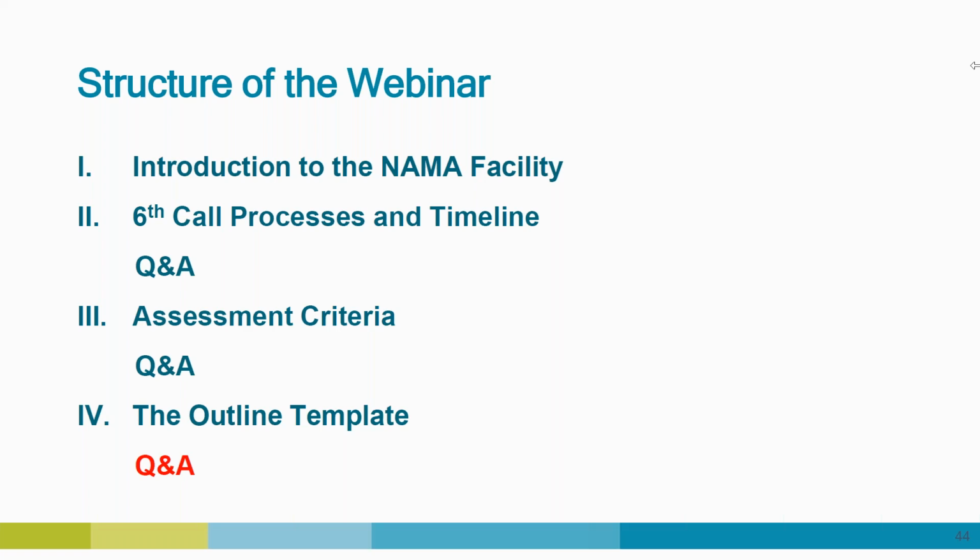There is a quite clear answer to that. The NAMA facility does not provide funding support for the preparation of projects and outlines. However, the NAMA facility provides funding for the detailed preparation for those projects. So once they have been selected in the call, they can receive this funding.